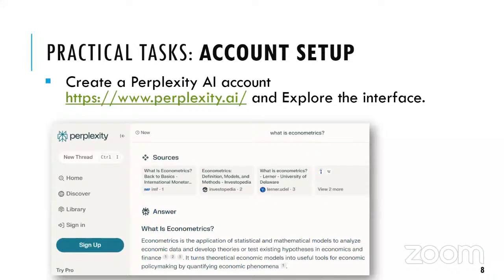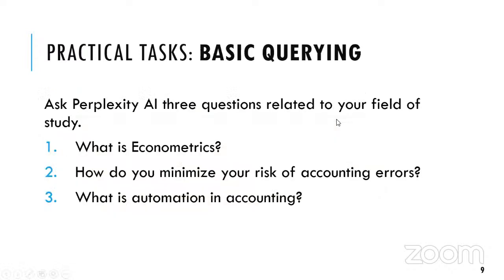All right, so we've set up the account and we've been able to explore the interface. And as you can see, we've even done one here. What is econometrics? We're going to be looking at this step by step. So the next thing we're looking at now is how do you put your questions, your query, into Perplexity AI.